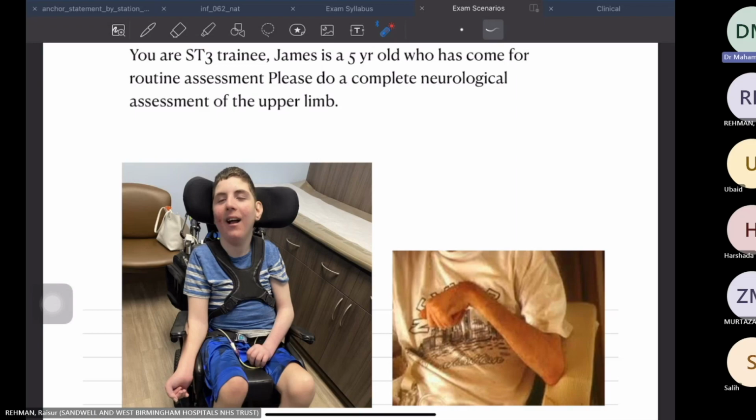Yes, I will start from the hand. I will give two fingers in the hand, and you can note that there's a weak grasp. The child is not able to grasp your finger properly.